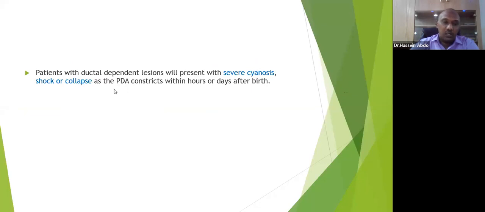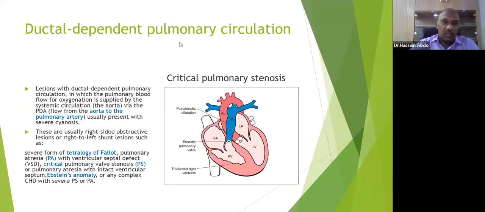As we mentioned, they can present with severe cyanosis, shock or collapse. One of the ductal dependent pulmonary circulation lesions is critical pulmonary stenosis. As you see in this illustration, the pulmonary blood flow is sluggish, and they almost always have a right to left shunt. So the blood goes from the right atrium to the left atrium, causing cyanosis. This patient needs the patent ductus arteriosus to supply the lungs and keep them alive.